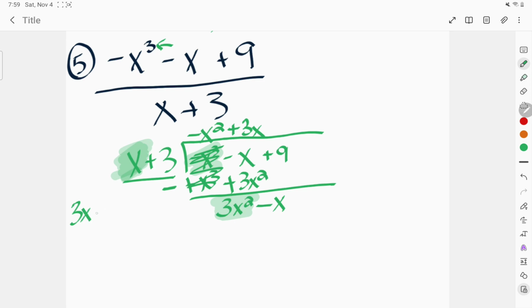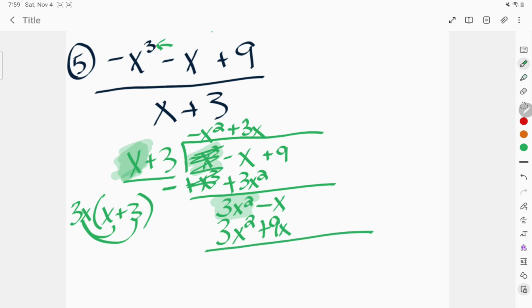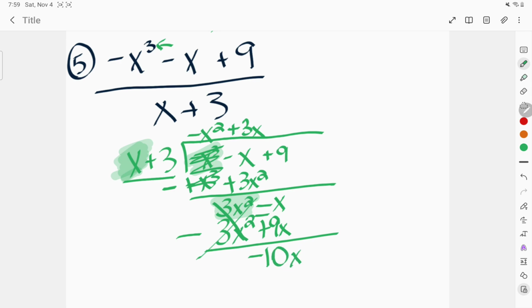So then I do 3x times x plus 3. So 3x times x gives me 3x squared. 3x times 3 gives me positive 9x. All right. So now I'm going to subtract. When I do, it changes my signs. These cancel. Negative x minus 9x is going to give me negative 10x.